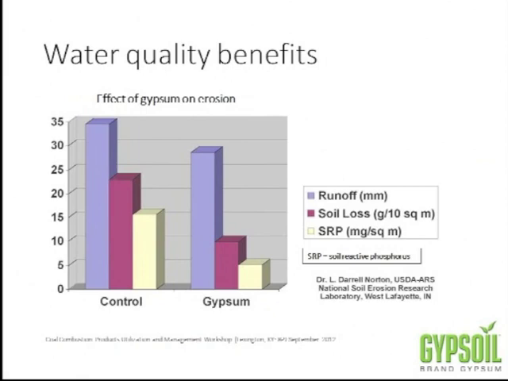We did some water quality studies in the past, and this is one with Dr. Daryl Norton from the USDA, done in 2012. When we look at soil loss, we look at runoff water, and then we look at soil reactive phosphorus that's causing a lot of the algae blooms in water bodies. If you look at the control there on the left, it's significantly higher than where we've done the applications of gypsum. And so I think it shows the ability to reduce soil loss and increase water quality benefits.